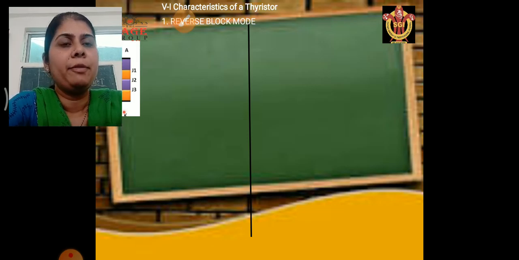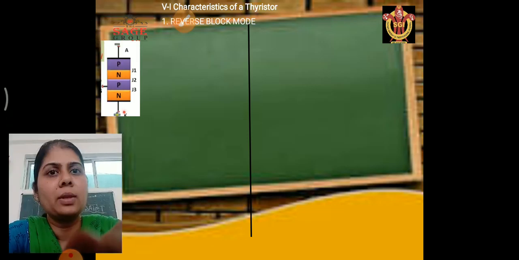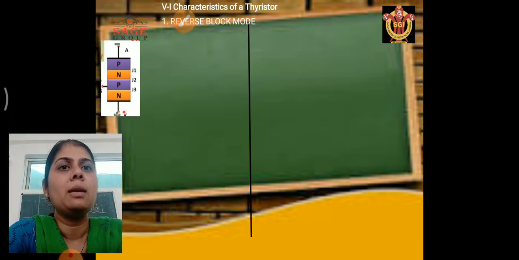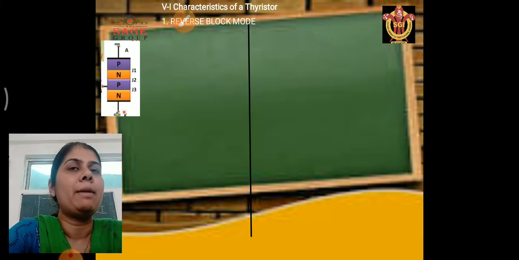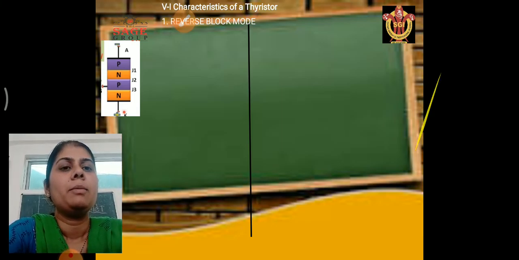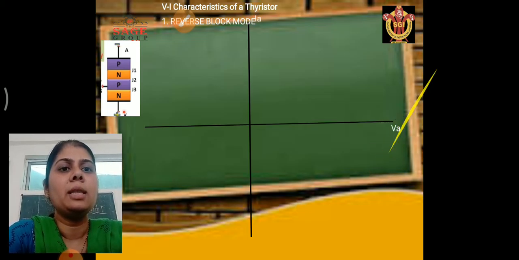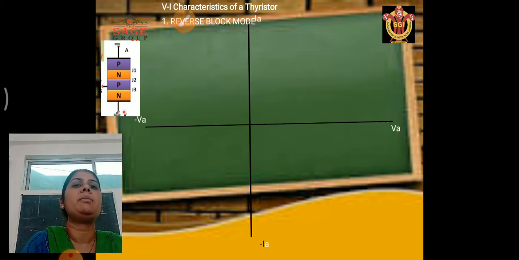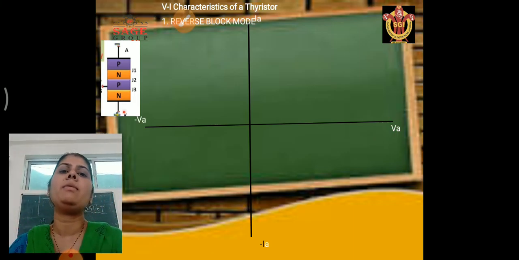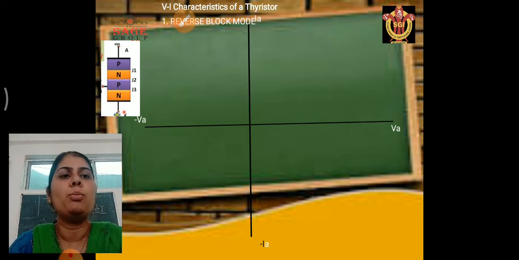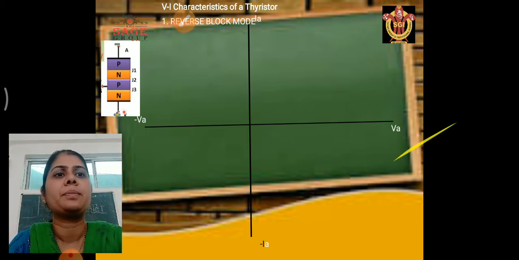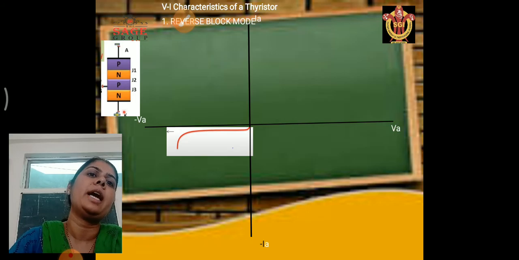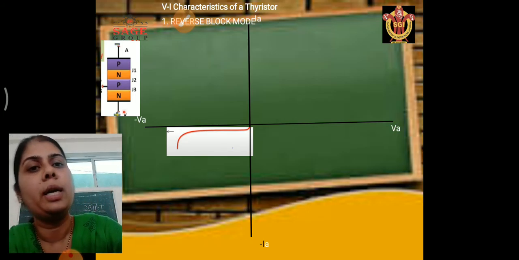Now, the VI characteristic of the thyristor. In the VI characteristic, we will talk about each and every mode. Firstly, we make four quadrants. The first is IA, the second is VA, the third is minus IA, and the fourth is minus VA. In the VI characteristic we relate the anode voltage and anode current. We will plot the graph between anode voltage and anode current.